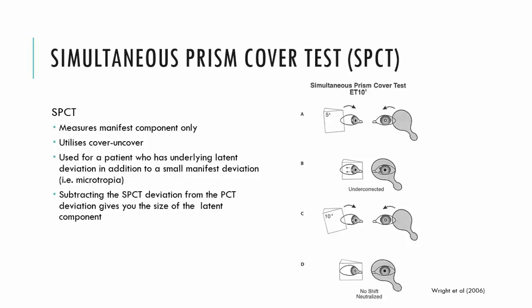So the simultaneous prism cover test will give you the manifest component. If you want to work out what the latent component is, you then need to proceed to do the PCT, which will give you both the manifest and the latent component, and then subtract the SPCT from the PCT.